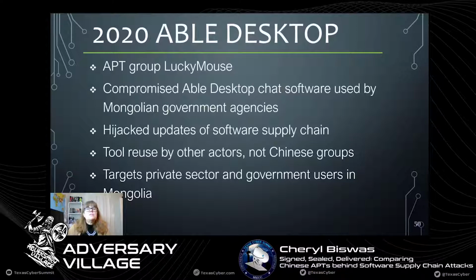Chinese APT group Lucky Mouse went after chat software that was used by the Mongolian government agencies and businesses. They hijacked the updates in the software supply chain. The attackers did not need to steal or forge an update signature because the updates were not signed.